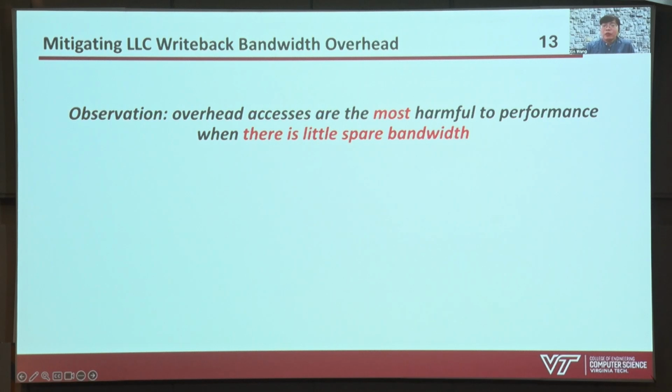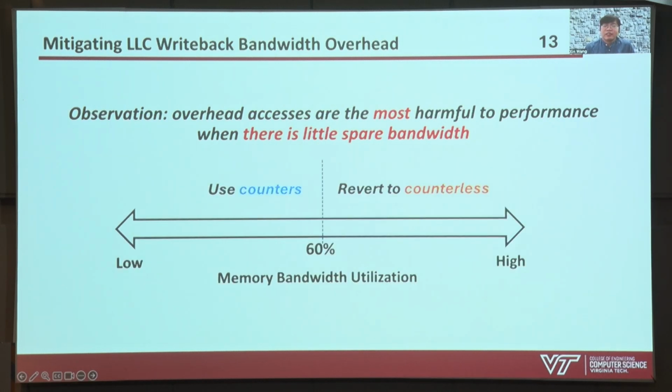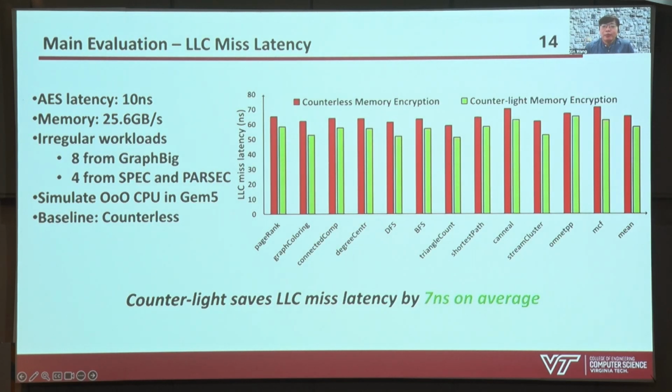To mitigate the bandwidth overhead of last-level cache write-back, if the spare bandwidth is little, which is when bandwidth utilization exceeds a threshold, like 60% in our evaluation, CounterLite adaptively switches the data block's encryption mode back to counterless while writing the data block to DRAM. We compare the performance of CounterLite against counterless and the memory system without encryption.